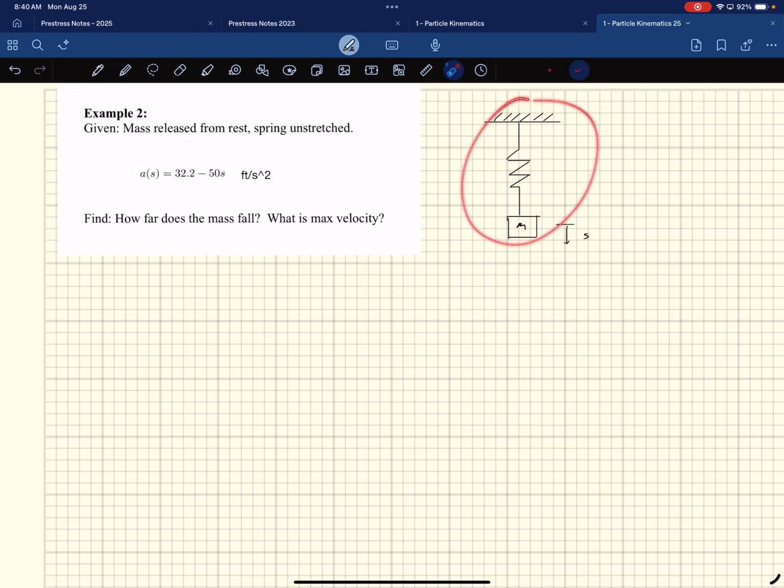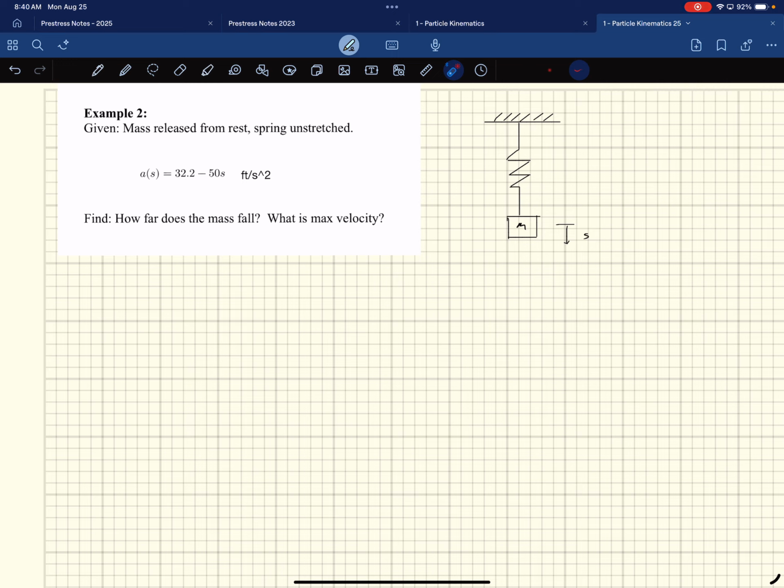So this is a spring sitting here. I'm going to have a force of gravity pulling down this direction, and the spring pulling up this direction. I sum those forces and set them equal to mass times acceleration. That's where this equation came from. We're going to come back to this one later, but right now they just tell us a is a function of position.